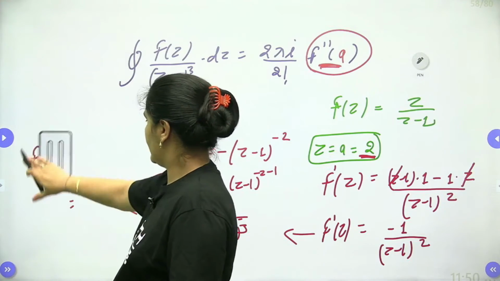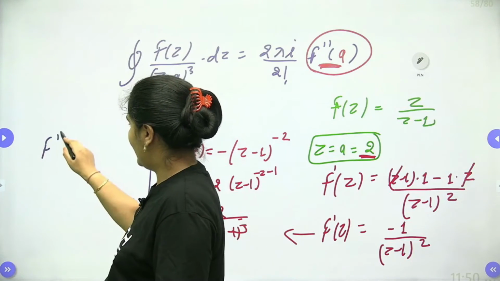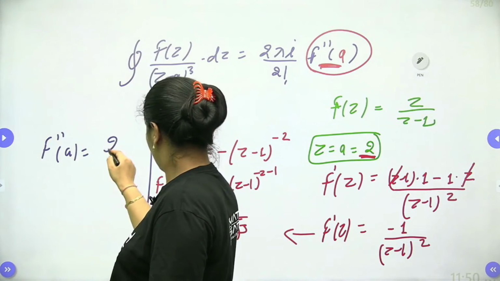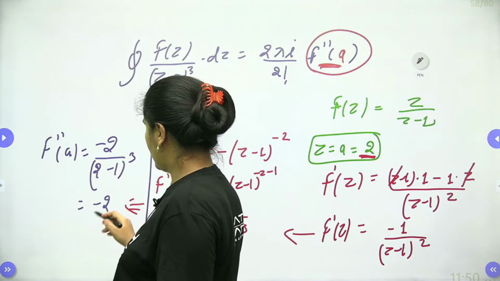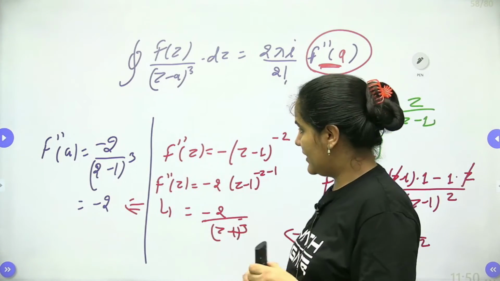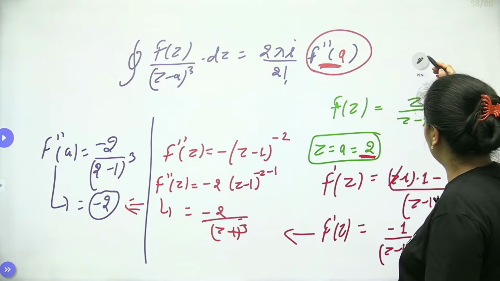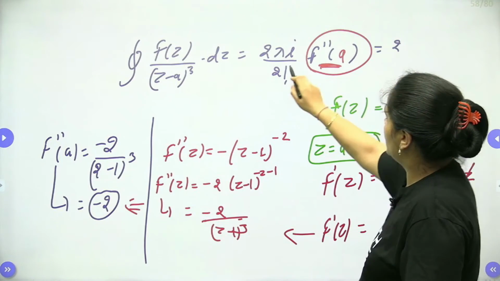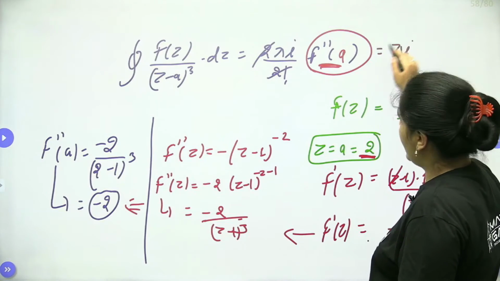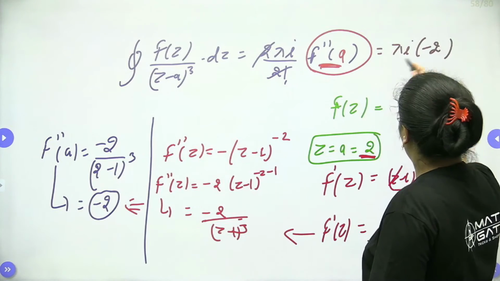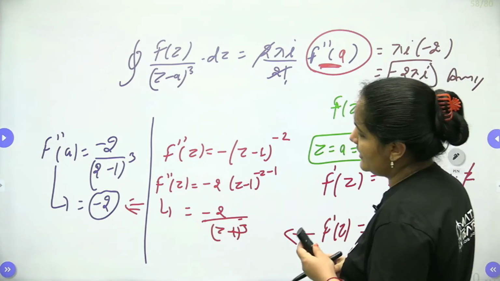Let me use a different pen. When we approach here, f double dash a equals minus 2 by (2 minus 1) whole cube. So it will be minus 2 only, because 2 minus 1 is 1. So f double dash a is minus 2. Let's put the values here. The 2 and 2 cancel out, so the result will be pi iota into f double dash a, which equals minus 2. Hence the final result will be, dear students, minus 2 pi iota.